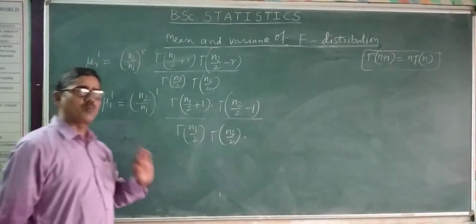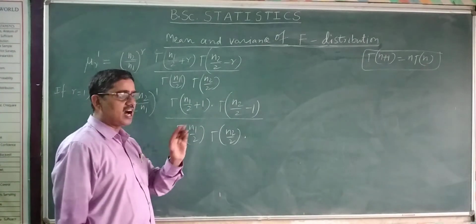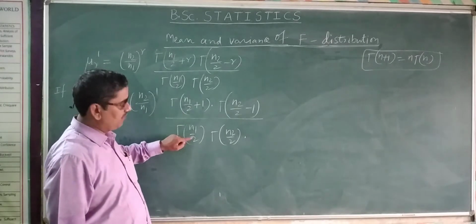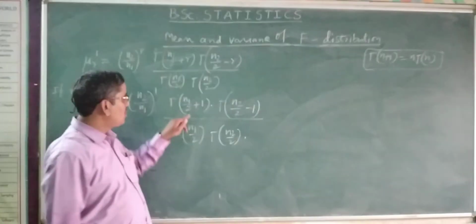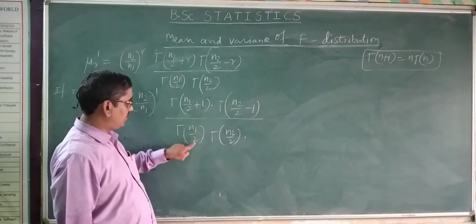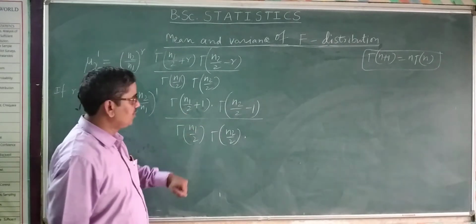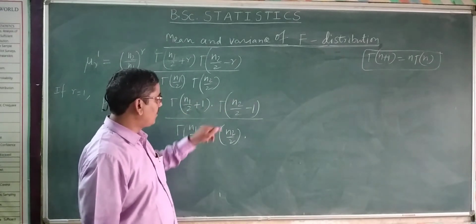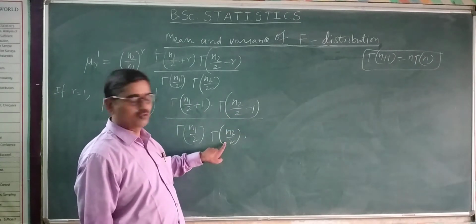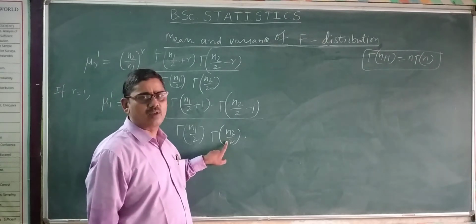I have already explained that whenever you simplify the formula, you compare the values. n1 by 2, this is also a term of n1 by 2. Which is the highest one? The greater one, n1 by 2 plus 1. So therefore you have to separate this and apply the formula for this. Similarly, n2 by 2 minus 1, n2 by 2, this is the highest one. So the formula is going to be applied for this.